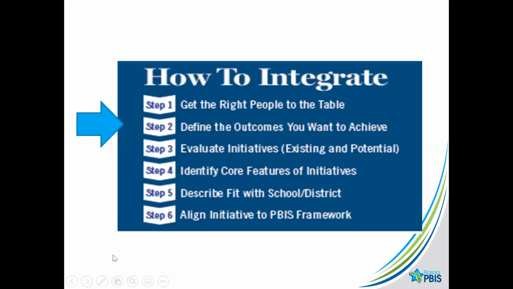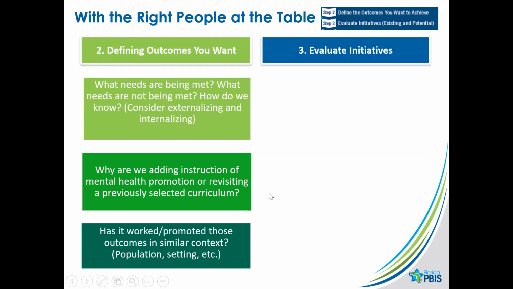So we're going to move into defining the outcomes you want to achieve and evaluating existing and potential initiatives. So getting through steps 2 and 3. And with the right people at the table, your team can define the outcomes you want to see and evaluate current and potential initiatives, the initiatives that you're thinking or considering implementation.